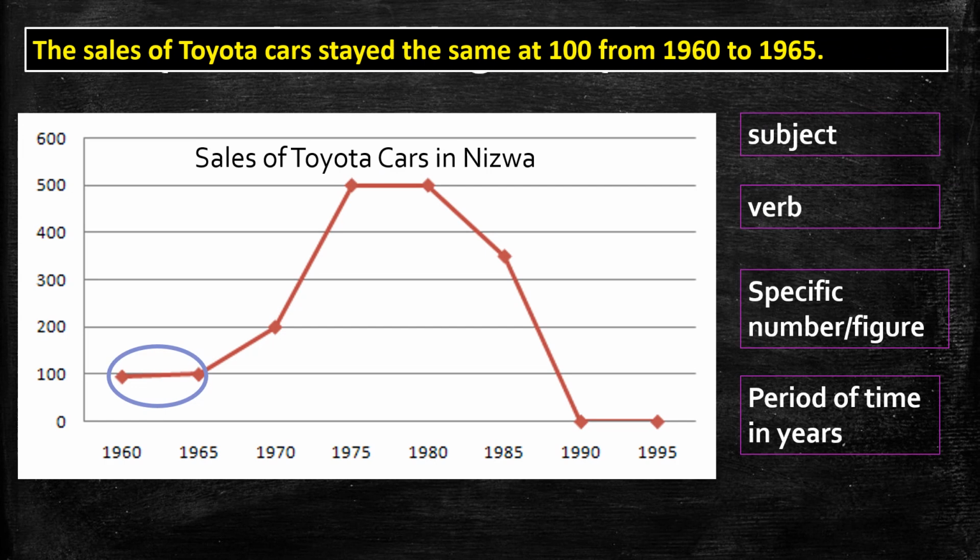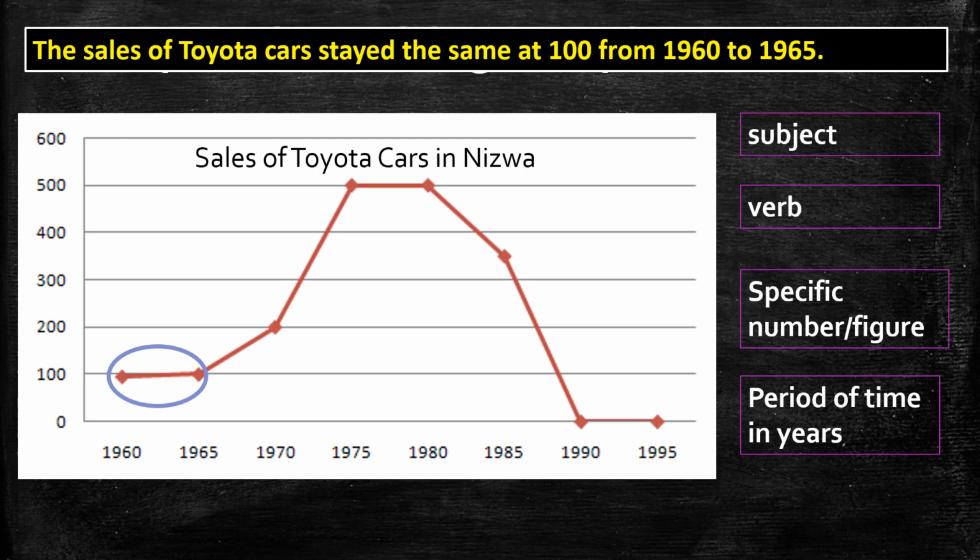Okay, now check your answers. The sentence should start with a subject. And what is the subject here? Sales of Toyota cars. So the sales of Toyota cars, the trend is it is the same, stayed the same. How much? At 100, the specific number you have to write, and then you have to write the time period. When did this happen? From 1960 to 1965.